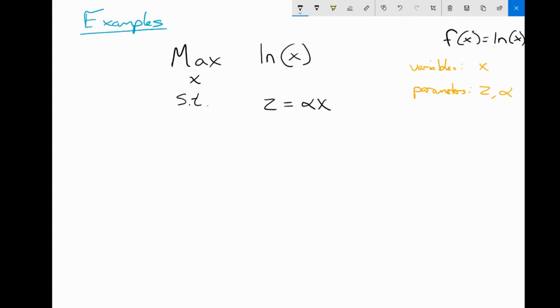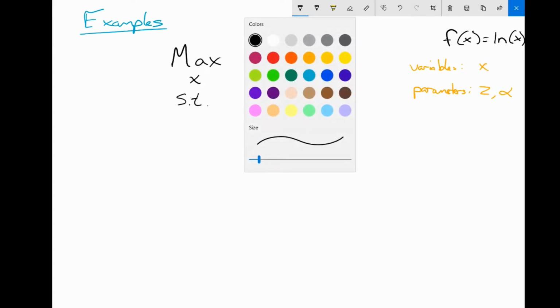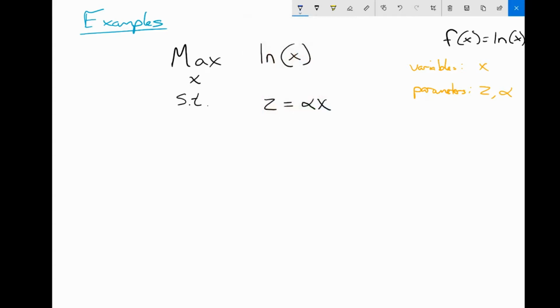Well, how do we do this? We're going to set up the Lagrangian function. To do a constraint optimization, we first need to set up the Lagrangian function before we can do the optimization. So let's set it up. What's the Lagrange function? It's f of x, in this case natural log of x, plus lambda times the constraint, z minus alpha x. There's the Lagrangian.